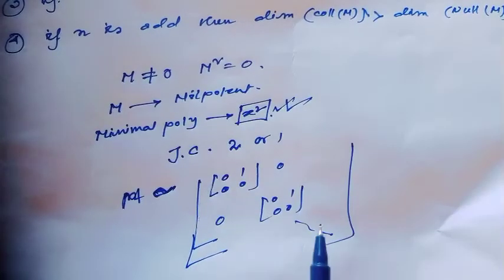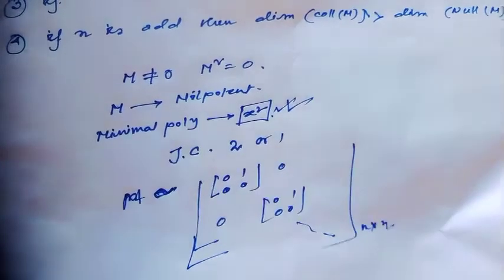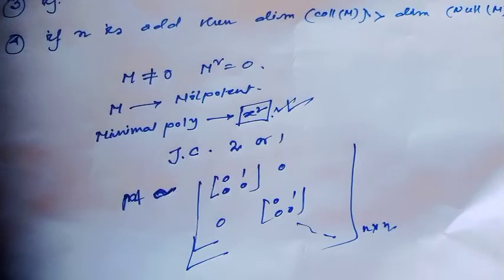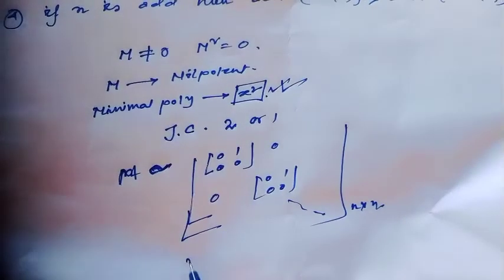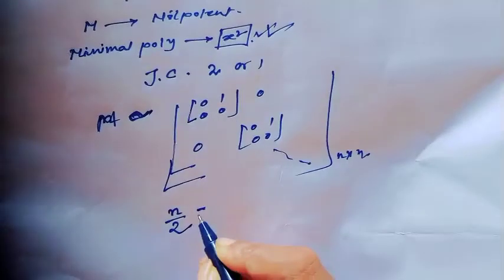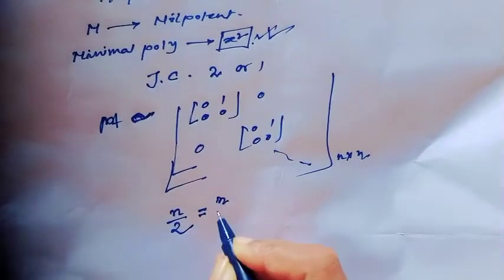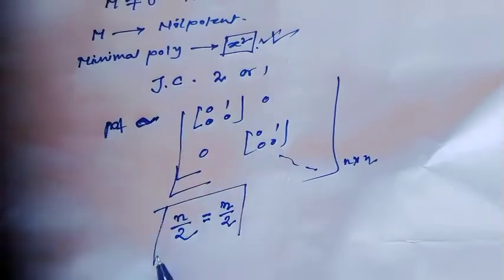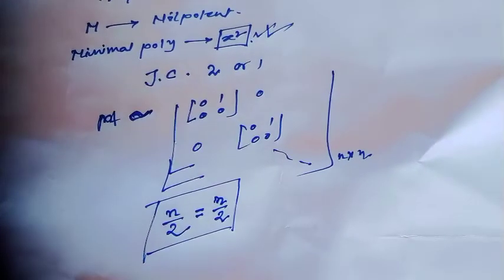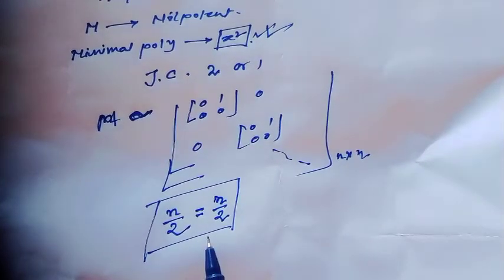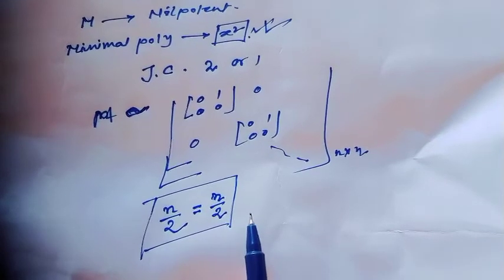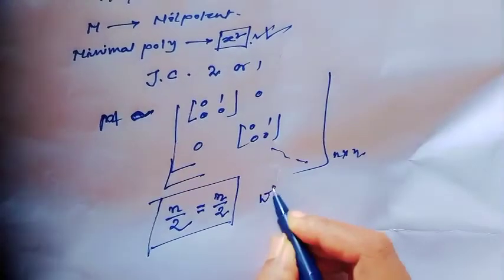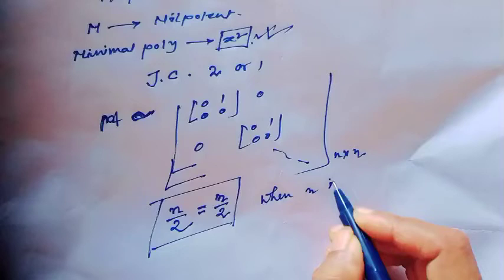And because the order of the matrix is n cross n, the rank of the matrix would be n over 2. Also, the null space of the matrix would be n over 2. So notice here dimension of column space is always the same as dimension of null space when n is an even number.